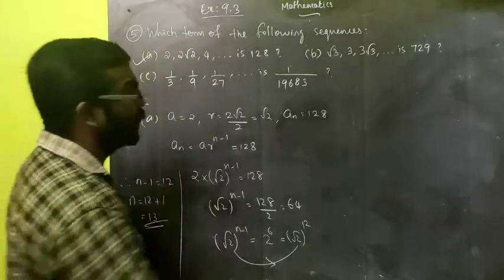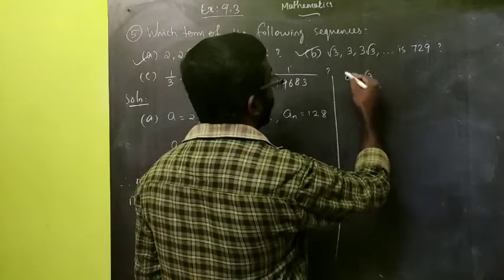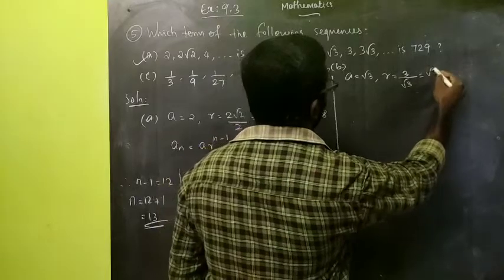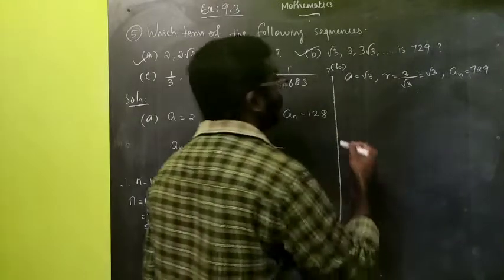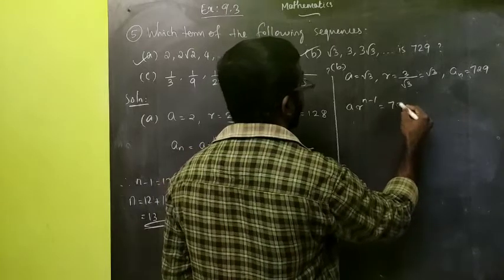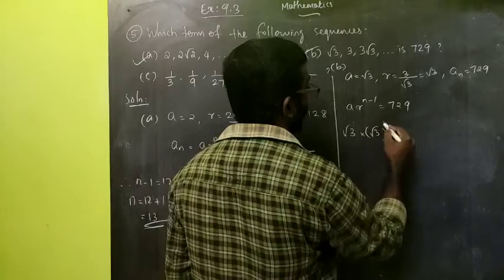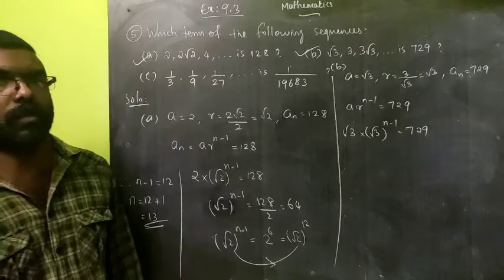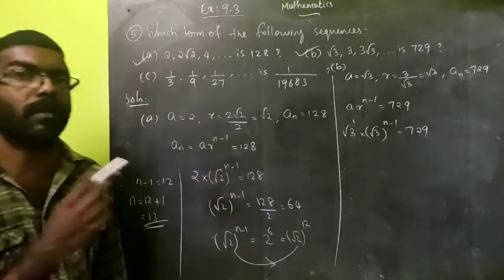Okay, now take the second one. Here a is equal to root 3, r is equal to 3 by root 3, which gives root 3, and an is equal to 729. That is a r raised to n minus 1 is equal to 729. Root 3 into root 3 raised to n minus 1. We know a raised to m into a raised to n is a raised to m plus n.